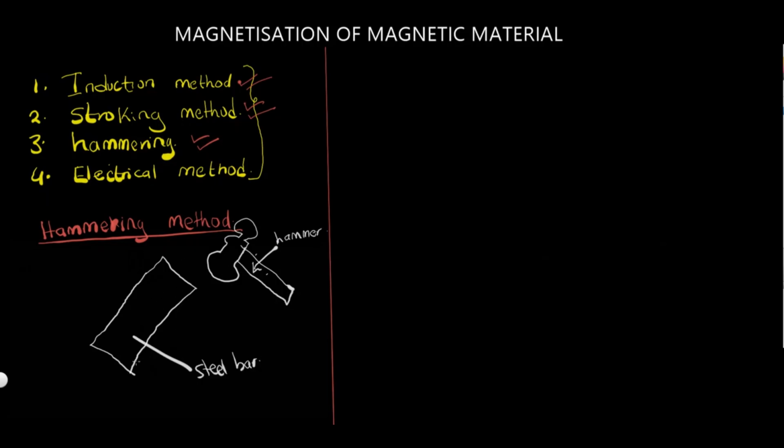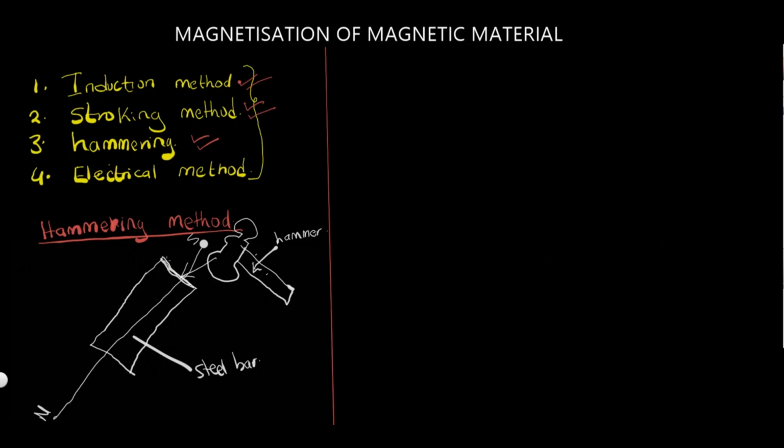What you're supposed to do is align this steel bar in the Earth's magnetic field. So we are supposed to align it like this. Let's say this is the Earth's magnetic field, this being the north pole and this being the south pole. So you're supposed to align it parallel to the Earth's magnetic field, and then one end of the bar should be hammered by this hammer, you hit one end. So when you hit it, this steel bar will get magnetized, and that is the simplest method of magnetizing using the hammering method. You just have to align.